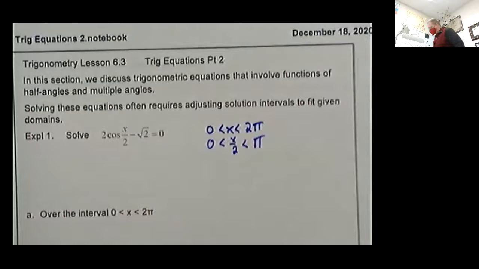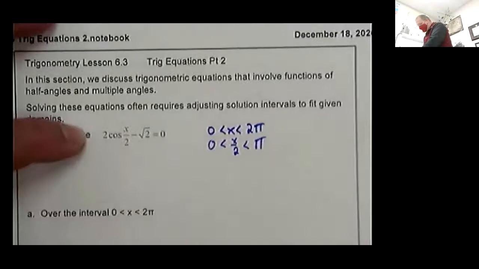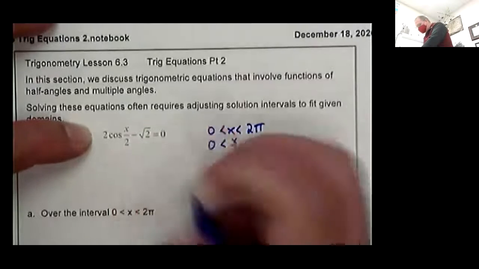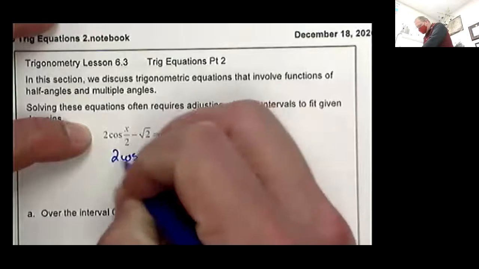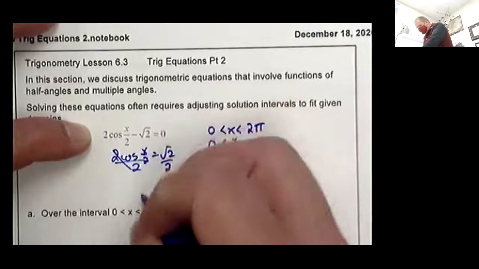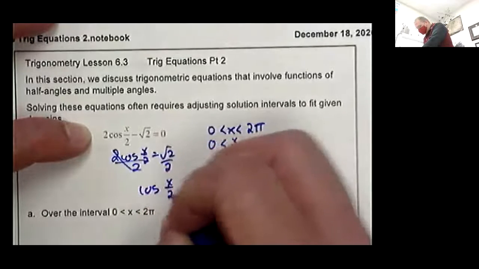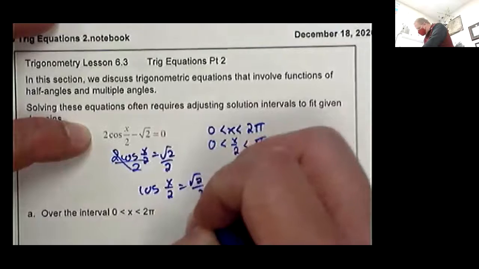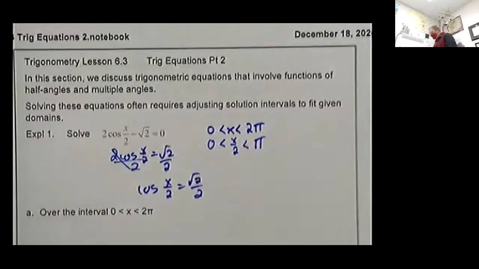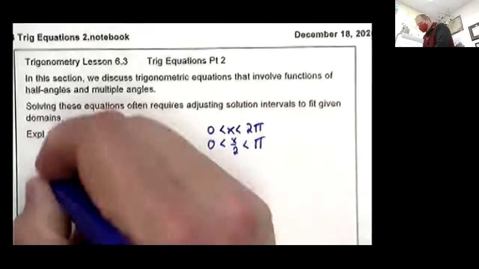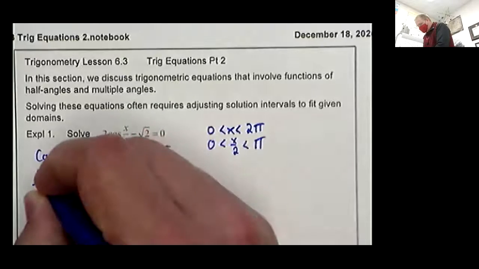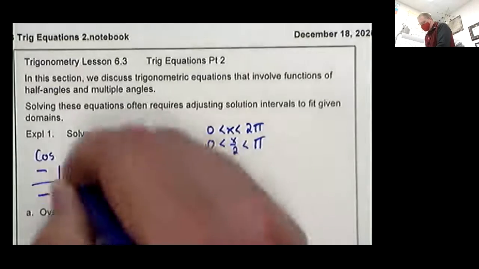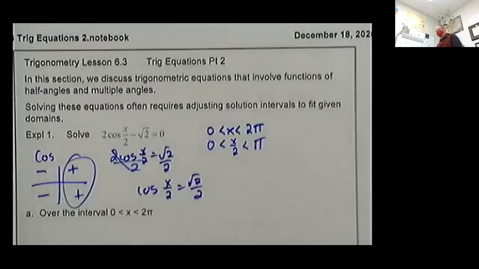So let's solve. We're going to solve this just like we did in the last video. We're going to add the root 2. So 2 cosine x halves equals root 2. And we're going to divide both sides by 2. So cosine of x halves is equal to root 2 over 2. This is positive. So when we consider cosine, we remember it is positive, negative, negative, positive. So that means we're looking for solutions in the first quadrant and the fourth quadrant.